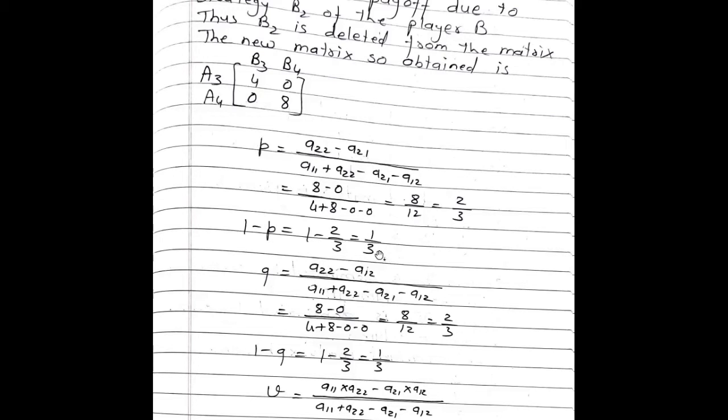Now get the value of Q. Write down the formula for Q. A22 minus A12 divided by A11 plus A22 minus A21 minus A12. So 8 minus 0 divided by 4 plus 8 minus 0 minus 0. So it becomes 8 upon 12, which can be written as 2 upon 3. So if the value of Q is 2 upon 3, 1 minus Q becomes 1 minus 2 upon 3, which is equal to 1 upon 3.